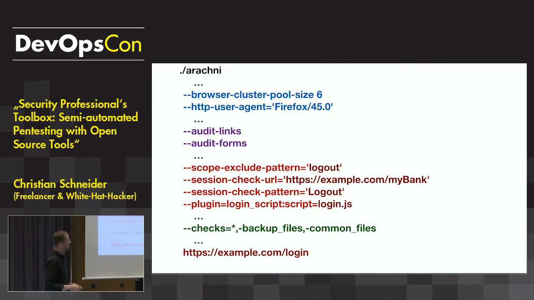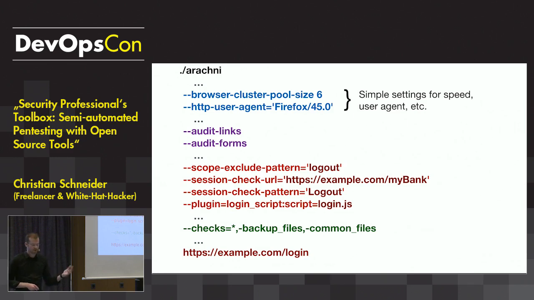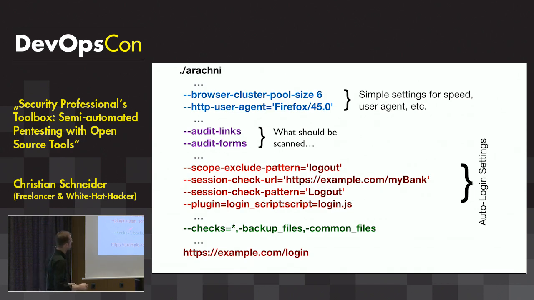This would be one line, obviously. And what you see here first is some simple settings of the user agent. It should just send to the server as the string, or the pool size of the browser cluster, the Phantom.js browser cluster. So actually the memory amount you have for this depends on that. And also what should be scanned. So it should also obviously fill out forms and scan the links, et cetera. Perform some auto-login handling, more on this in a few seconds.